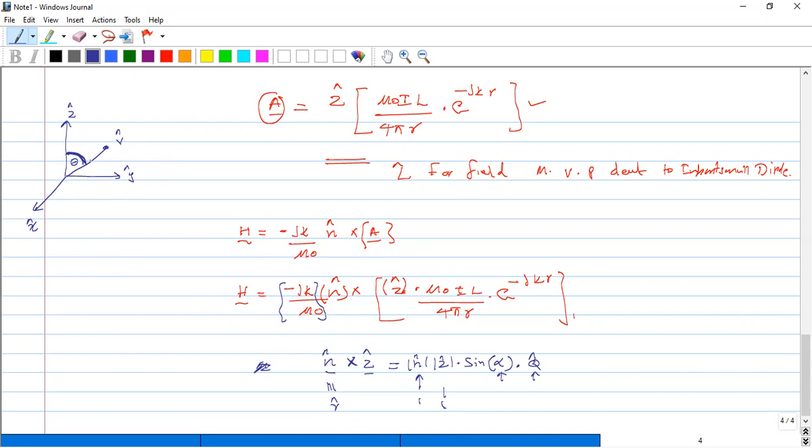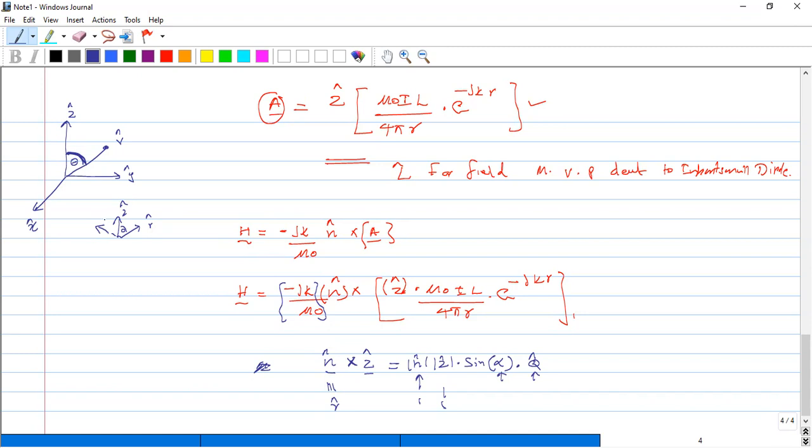Now you have to find the cross product of z hat and r hat. So the r hat is in this direction, and z hat is in this direction. This is the theta. So you have to get z hat r hat sine theta. That means this vector, this is z hat sine theta. So you have to find the vector that is perpendicular to both this r hat and this line, the z hat sine theta.